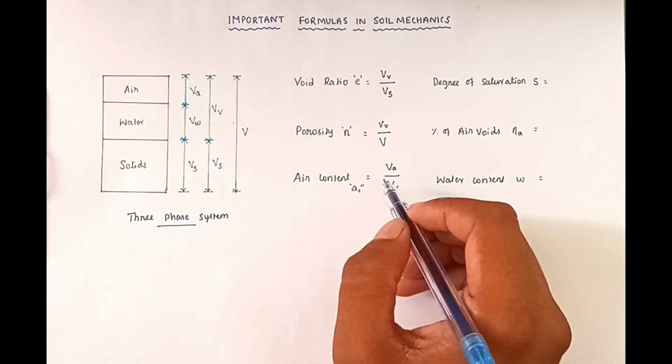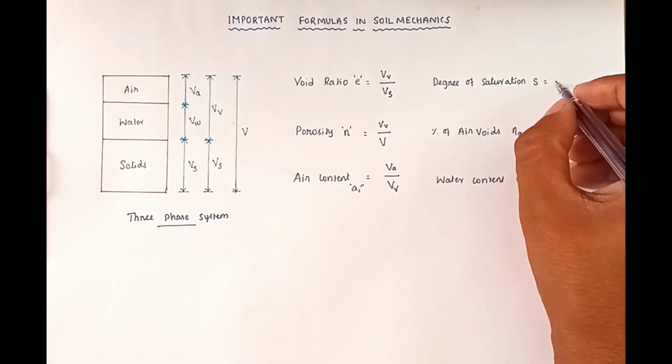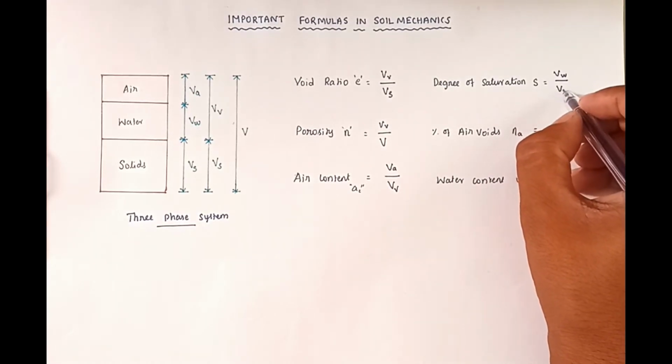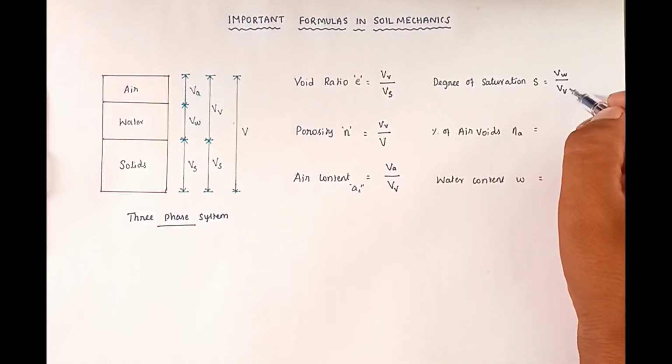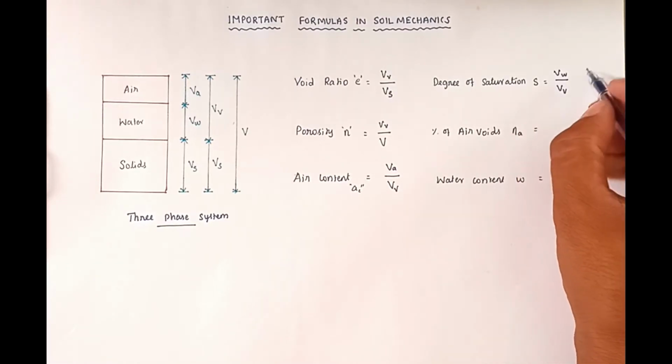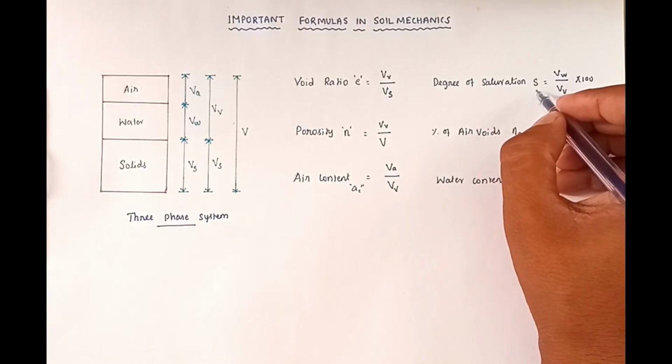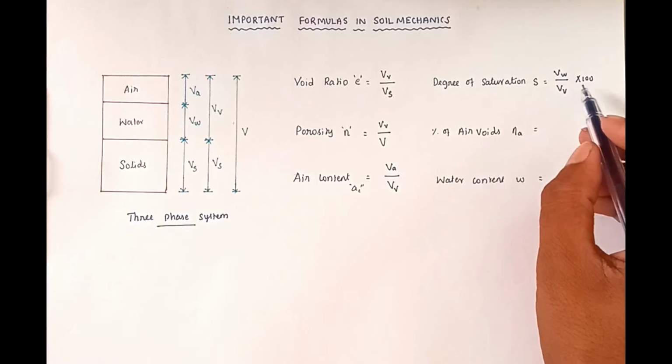Next one is degree of saturation. Degree of saturation is denoted as S. It is the volume of water to the volume of voids, that is, how much amount of water is present in the voids, into 100, because the degree of saturation is denoted in percentage. So into 100.